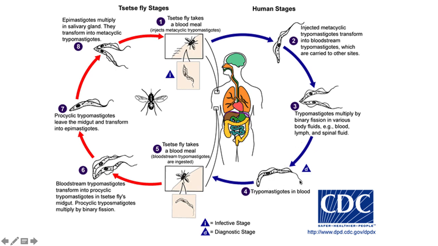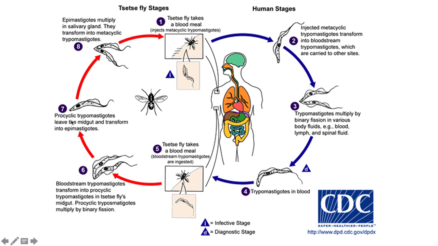And then the trypomastigotes in the blood can be taken from what? From the fly. Look, this is the human stage. What do we have? Only trypomastigotes. But here we have a lot. I'm talking about only the trypomastigotes here. Okay, I'm not talking about the promastigotes and I'm not talking about the others.